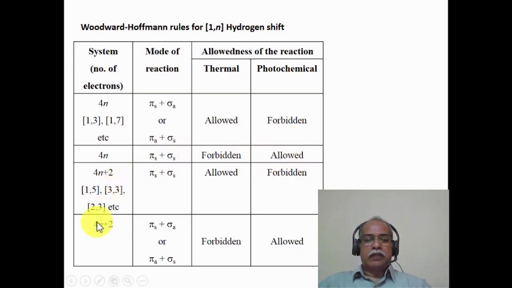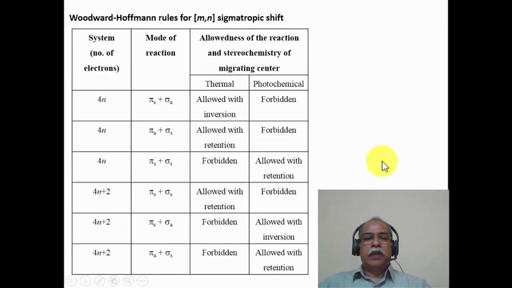Now in the 4n plus 2 electron system, as in the case of the 1,5 sigmatropic rearrangement or a 3,3 sigmatropic rearrangement, both the components have to be suprafacial in nature for it to be allowed under the thermal condition. Whereas if one of the components is an antarafacial component, it becomes forbidden under thermal condition. Of course, in the photochemical condition, the opposite is true. When both the systems are suprafacial with respect to each other, then it is forbidden. When one of the components is antarafacial, then it is allowed for a 4n plus 2 kind of system, involving, for example, 2,3 rearrangement or 1,5 rearrangement or 3,3 rearrangement and so on.